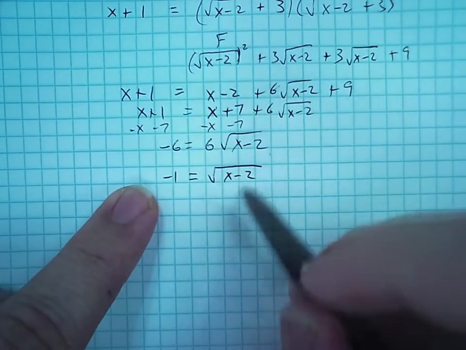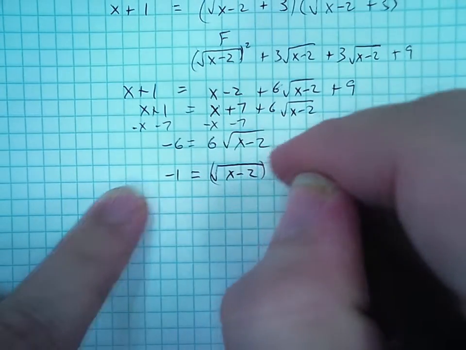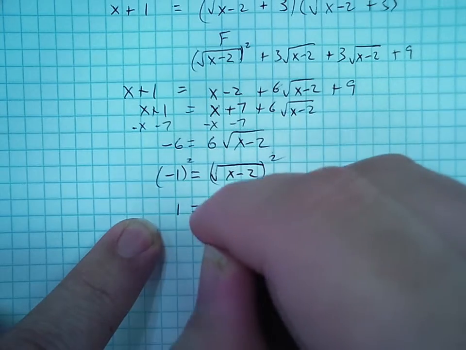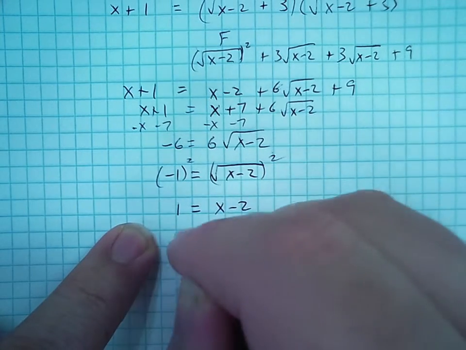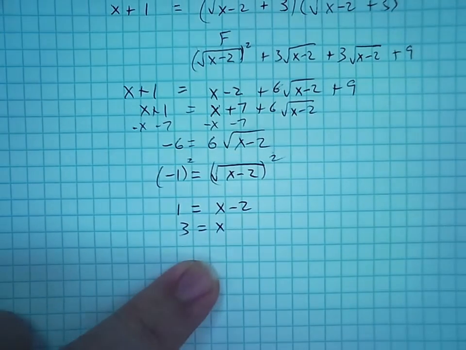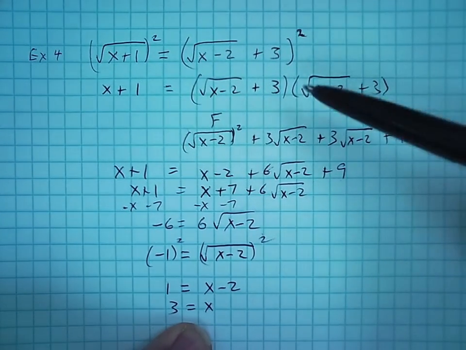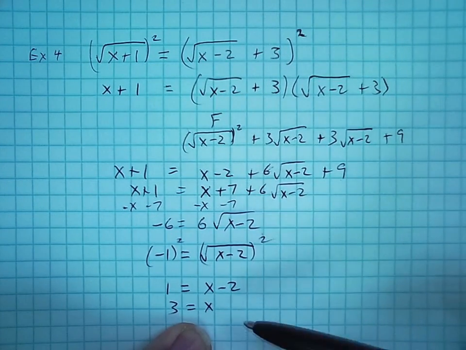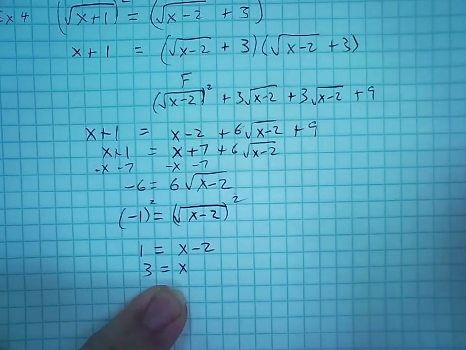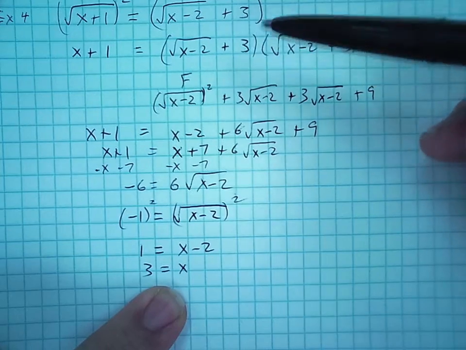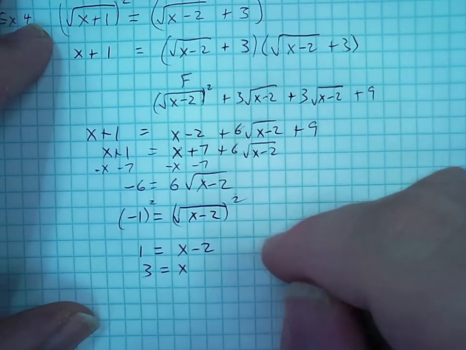Now I've isolated my square root again, so I'm going to square both sides. And I get 1 equals x minus 2, which means x equals 3. Don't forget to check for extraneous solutions. In this case, I squared not just once, but twice. So it's very possible to get an extraneous solution. I'm going to check it then.